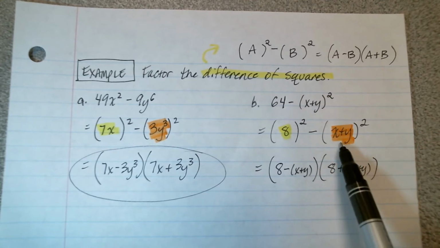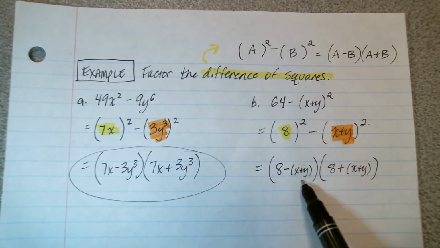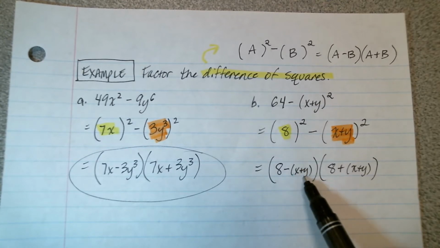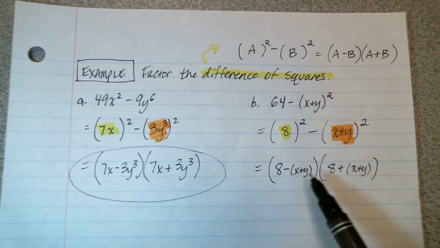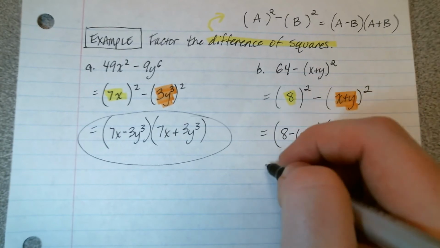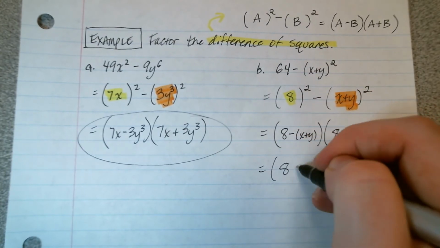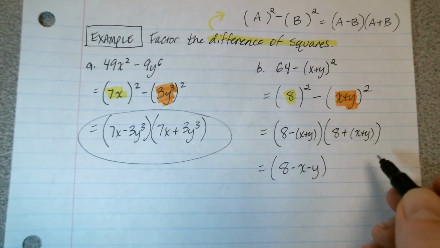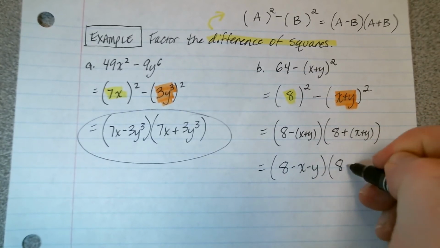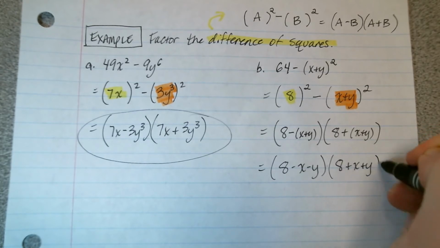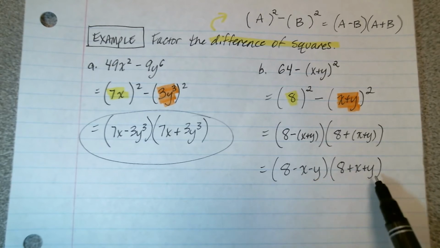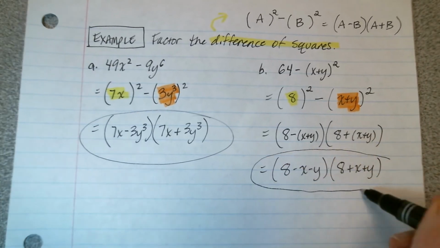So I'm going to have a product of two factors, 8 minus x plus y and 8 plus x plus y. Whenever you have a whole quantity here, make sure you put it into parentheses, because you're subtracting the whole thing. In fact, what I'm going to do is simplify these factors a little bit so they don't have two layers of parentheses. So this is 8 minus x minus y as I distribute that negative. And the second factor is 8 plus x plus y. And there are no like terms to combine here, no like terms to combine here, so this is my final answer.